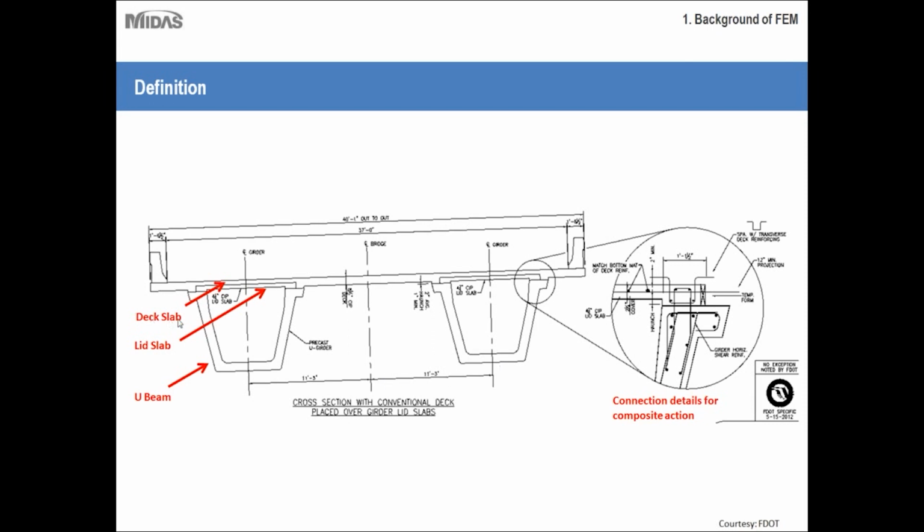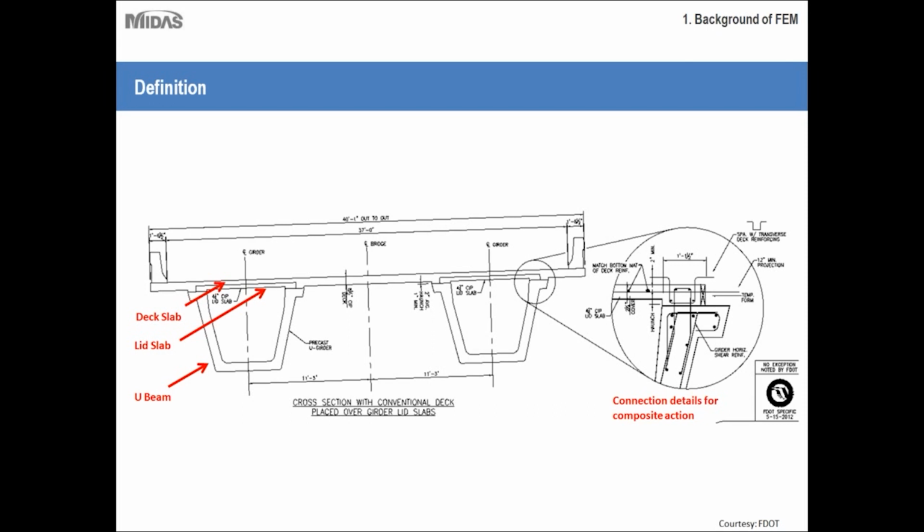And this is a typical cross section that you are looking at for a two-girder system. This particular section comprises three parts. You can see this is the U-beam. Then there is a lid slab on top of it, which is cast at a later date. And then we have the deck slab on it. Now the reason why the lid slab is there is primarily to provide torsional rigidity to the structure.